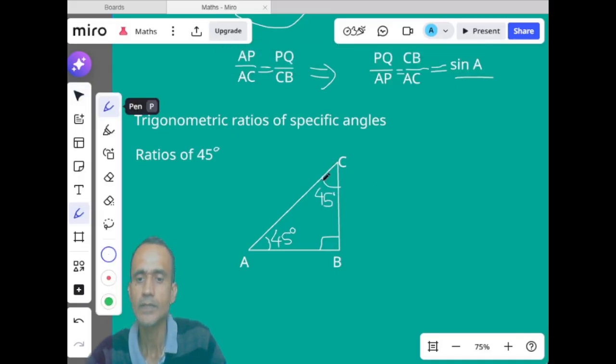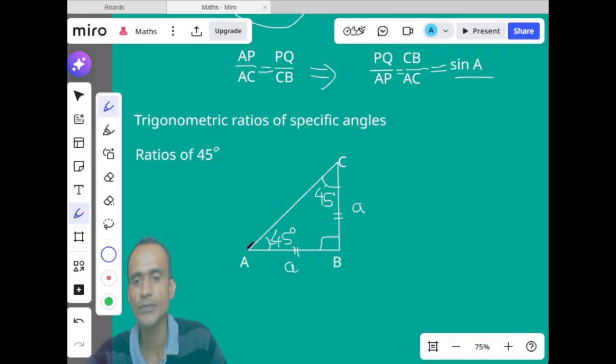So in this triangle, these two angles are equal. So we see it's an isosceles right angle triangle. Hence, side BC is equal to side AB. And let us assume that the measure of side AB is A. So BC is also A because these two sides are equal.